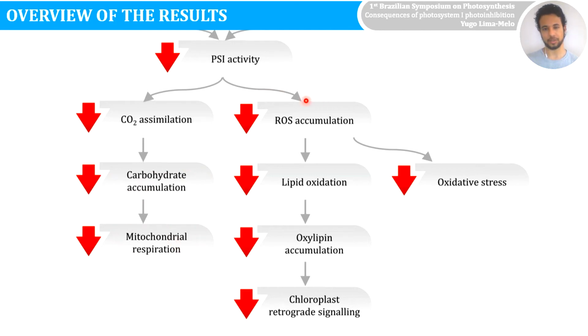Surprisingly, our results also indicated that photosystem 1 photoinhibited plants accumulated less reactive oxygen species, which results in lower levels of oxidative stress. However, the lower ROS accumulation also resulted in lower lipid oxidation and its consequent oxylipin accumulation. Because oxylipins are important signaling molecules, photosystem 1 photoinhibited plants displayed misregulated chloroplast retrograde signaling.